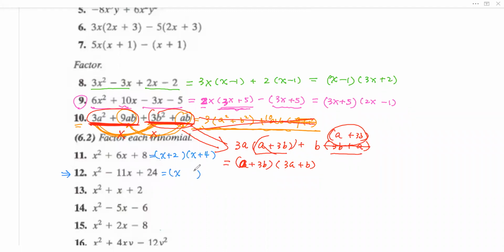X minus 3, x minus 8. Yeah, we double check it. -3 and -8, you got -11. And 3 times -8, you got 24. So that's correct. Next, Anna. I got unfactorable. Prime, right? Prime. Thank you. Good. Number 14.